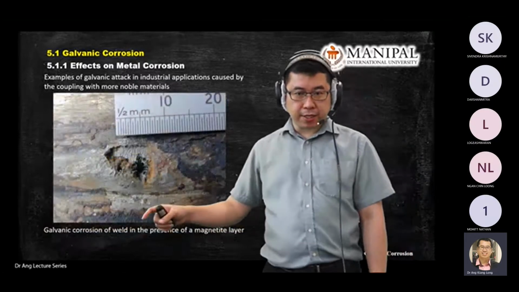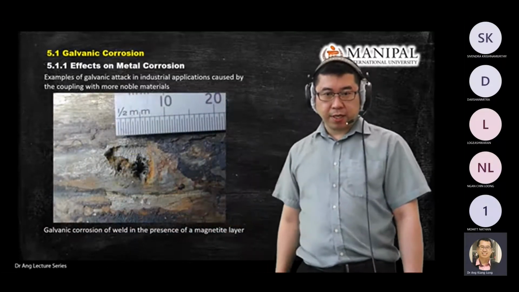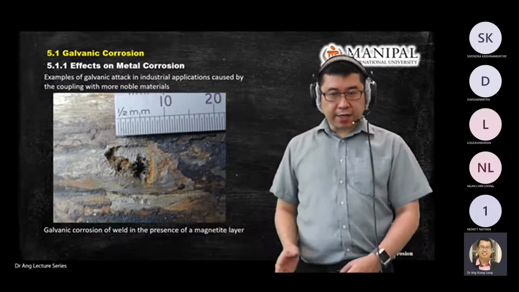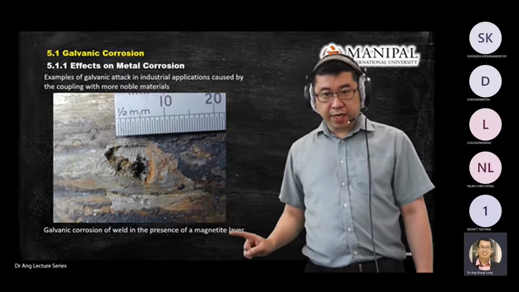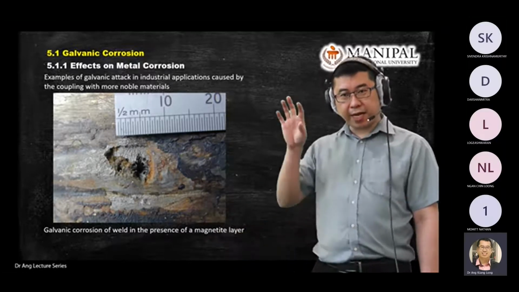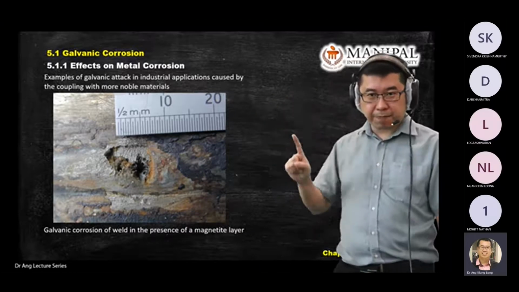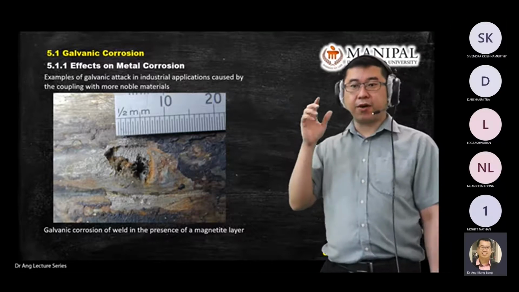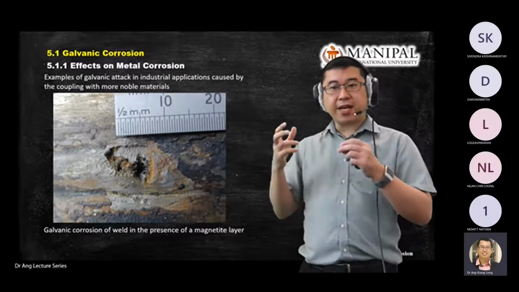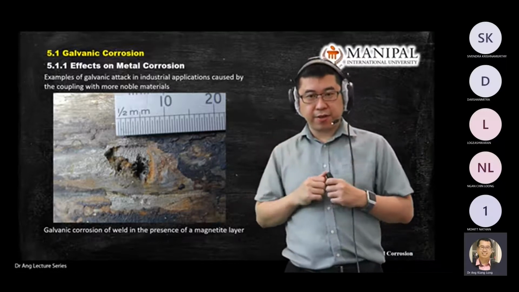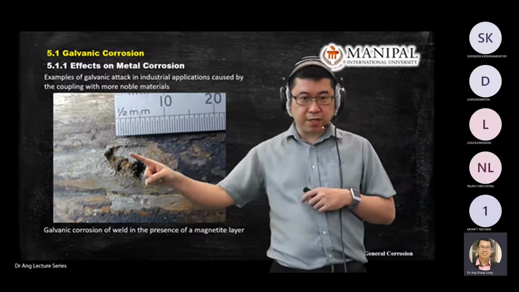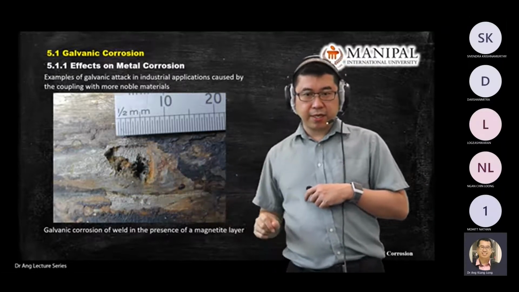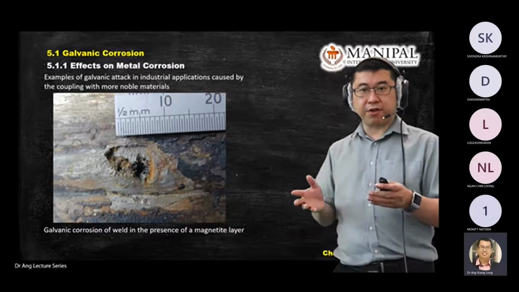Another one is at the weld spot, when you have a magnetite layer. Just now, before the break, we introduced what magnetite is, right? Like the black crystal that appeared in the previous slides, if you still remember. That is the ferric oxide, or iron oxide, that has a high concentration of iron. So this is the galvanic corrosion that happened on the surface of the weld, right? Because of the galvanic corrosion.